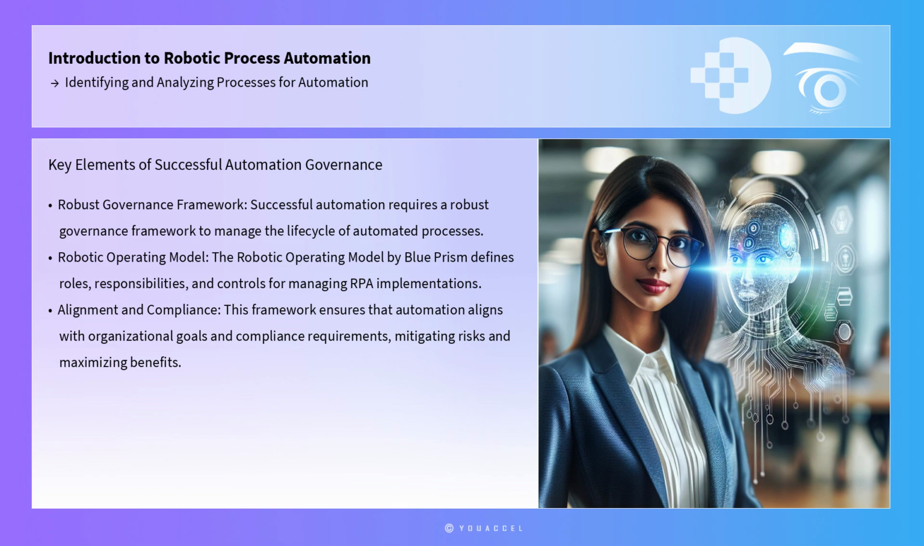Moreover, successful automation requires a robust governance framework to manage the lifecycle of automated processes. The robotic operating model, developed by Blue Prism, provides a comprehensive approach to governance by defining roles, responsibilities, and controls for managing RPA implementations. This framework ensures that automation aligns with organizational goals and compliance requirements, mitigating risks and maximizing benefits.